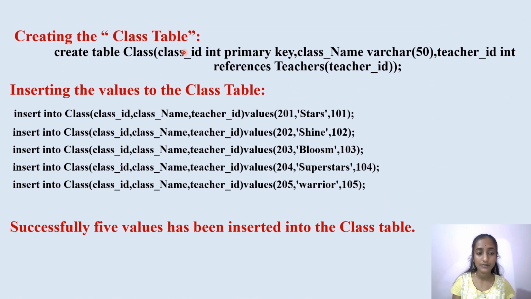Creating the class table. Creating table class. Class is the table name, class ID, int, primary key, class name, varchar, size of 50, teacher ID. Teacher ID is a foreign key, where we have to define it like int references teachers, teacher ID. References is a keyword used to define the foreign key.